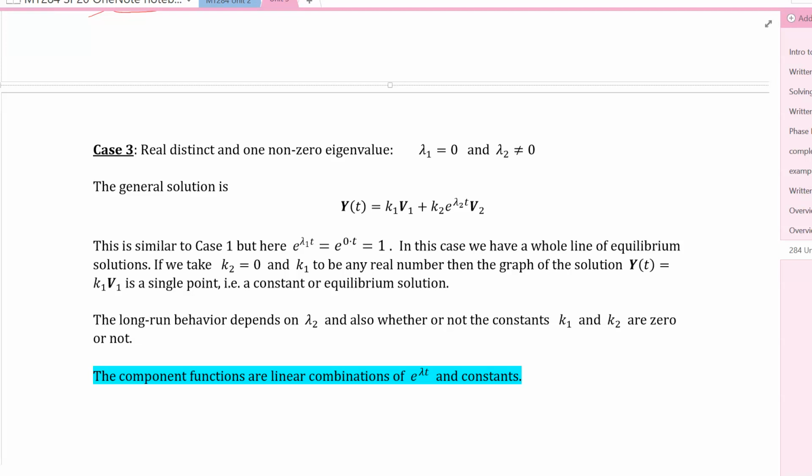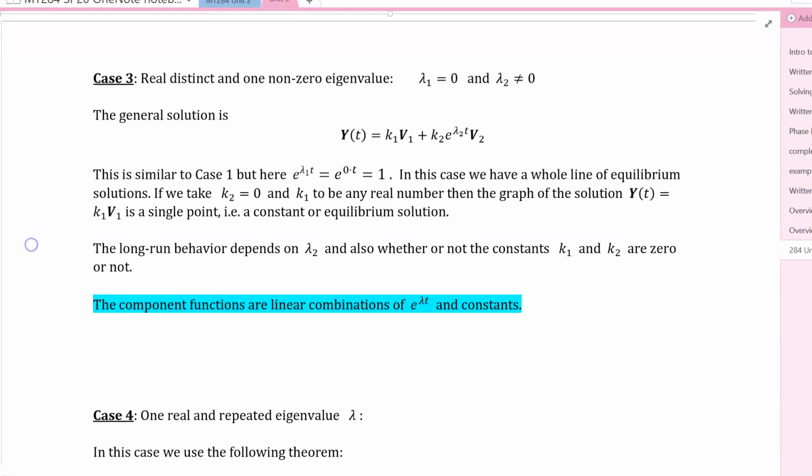All right, this is a kind of an oddball case in the sense that you end up with other equilibrium solutions other than the origin. In fact, you can get a whole line of equilibrium solutions in this case. And the long-run behavior is determined by the sign of lambda 2 only. And the component functions, as highlighted in blue here, are linear combinations of e to the lambda t and also constants. You might get some constant terms in there.